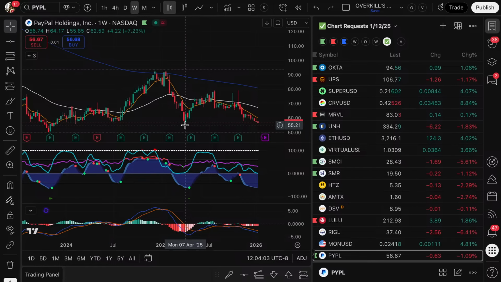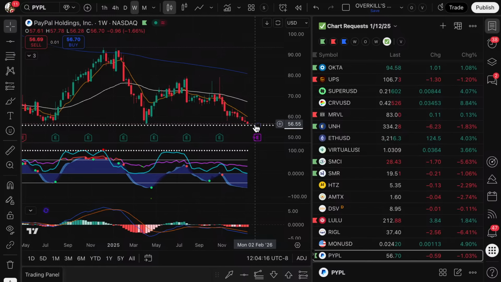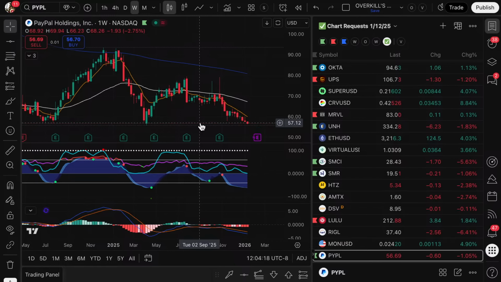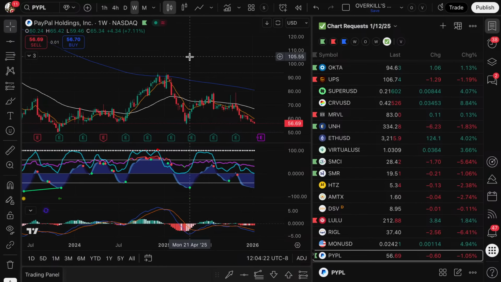PayPal's right down here where we bottomed in April. So if you guys don't know what a double bottom is, you're looking at it. A double bottom is when you sell off and hit a level. It hit about 55, bounced up to 80, and sold off again. Well, it's sitting right down there at the same spot. PayPal's one of my largest positions right now just because I think it's so undervalued.